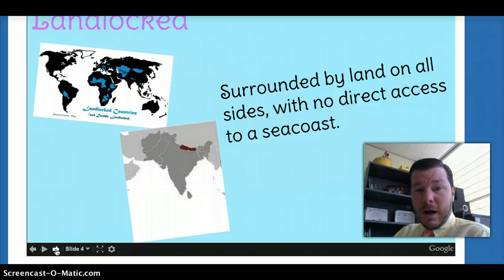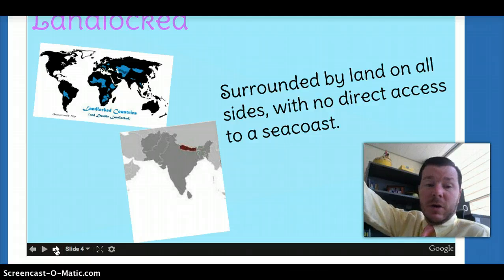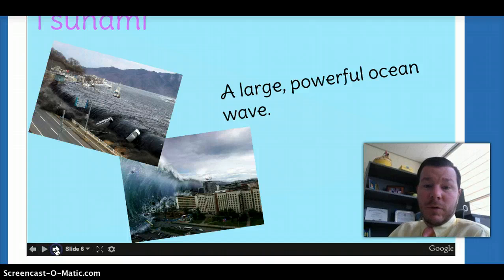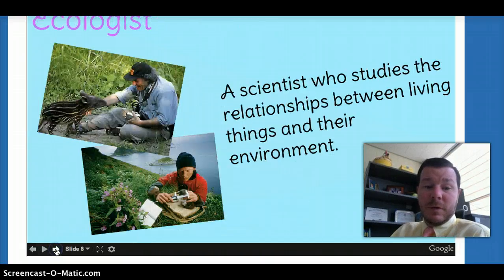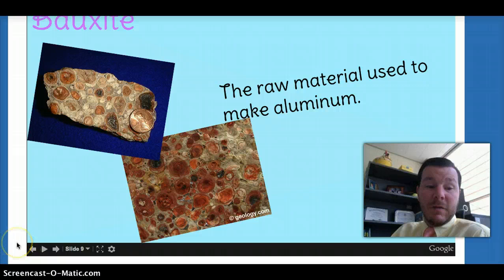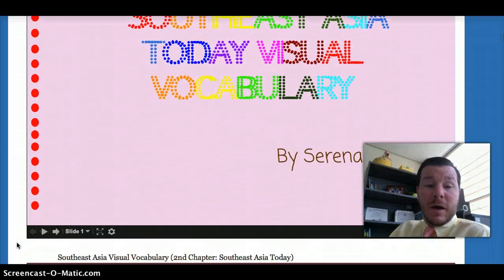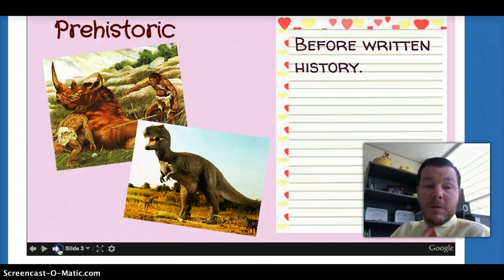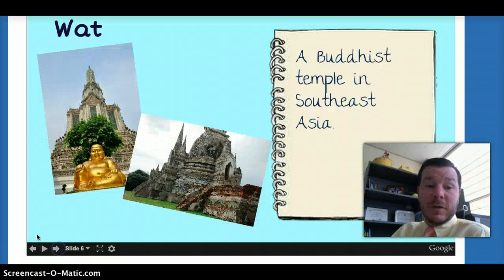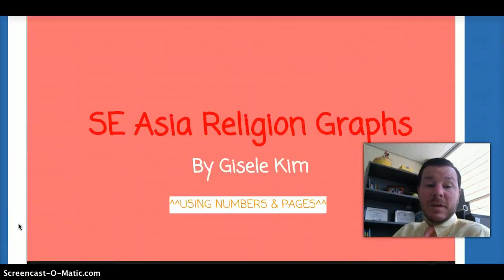The basis was you had to write down a definition from the textbook and then find a picture of it. If you can see, you can scroll through. All these are definitions from the textbook along with the pictures that they have found. And here's another example from a different student doing different types of things.